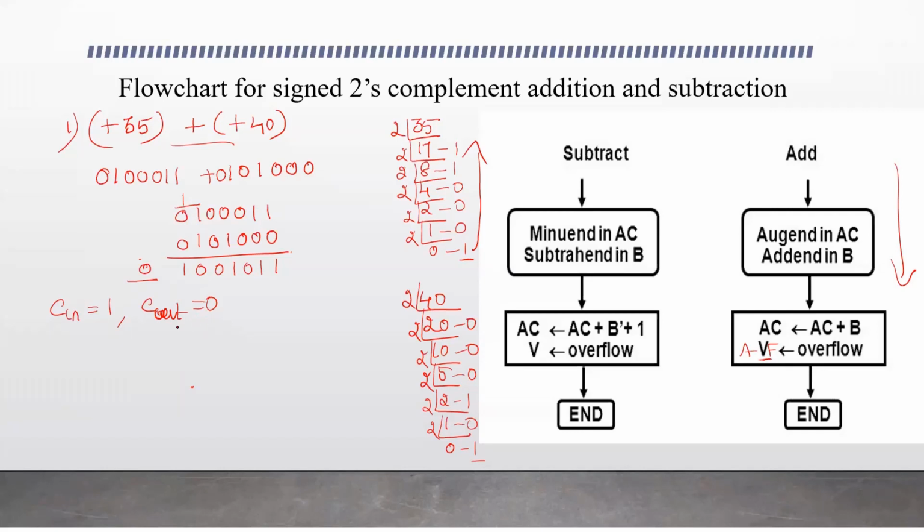So the question is to determine if there is an overflow. Here C in is 1 and C out is 0. C in is not equal to C out, so there is overflow. Even if you check the result, it is not correct. We have added two positive numbers and the result is a negative number, since the sign bit is 1. This is not a correct number because there is an overflow. We are proving that C in is not equal to C out, so there is overflow.